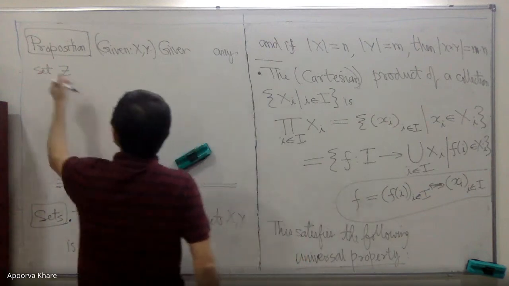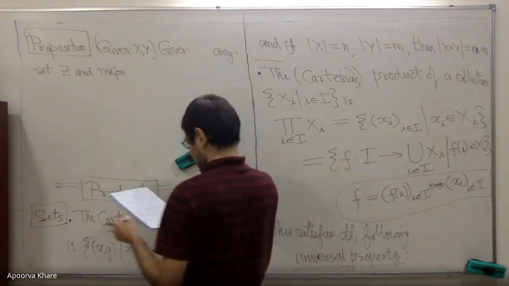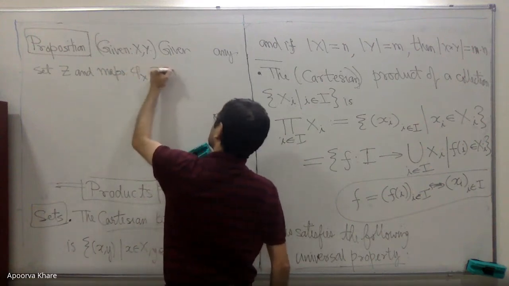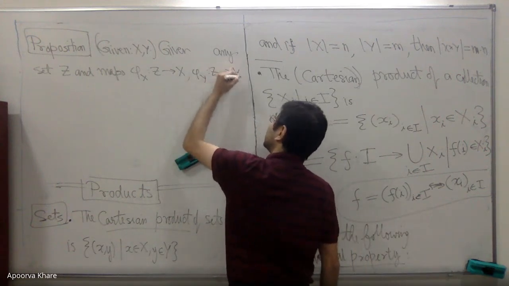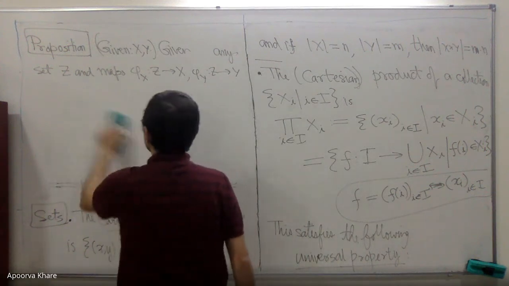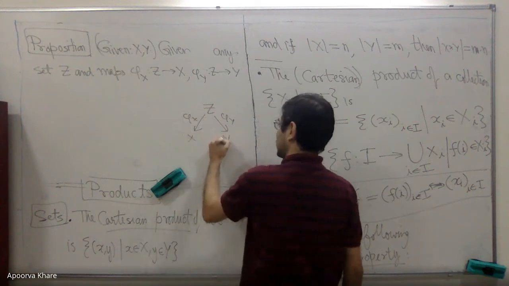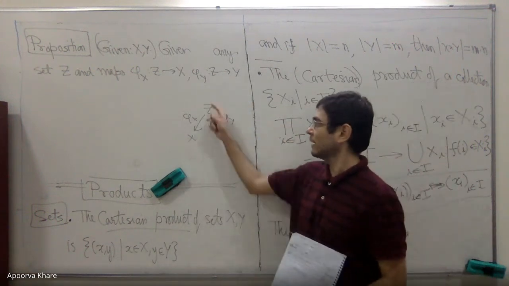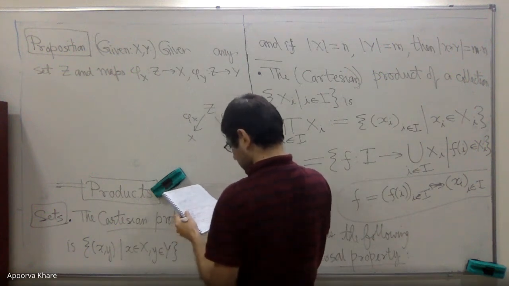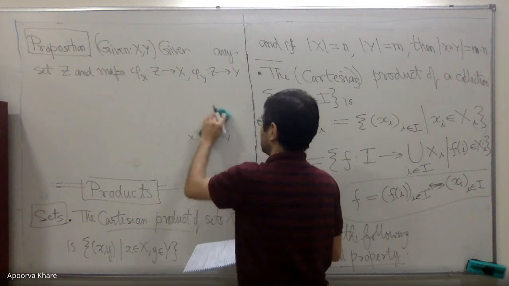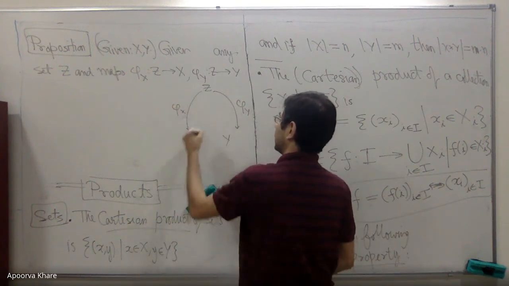any set Z and maps, I guess it goes from Z to X and Z to Y. So we say phi_X from Z to X and phi_Y from Z to Y. Basically I'm drawing the picture here. I am given two sets X and Y, and whenever I'm given these sets and a set Z together with maps, there is a unique map to the product. So therefore I should draw this bigger. There exists a unique map.